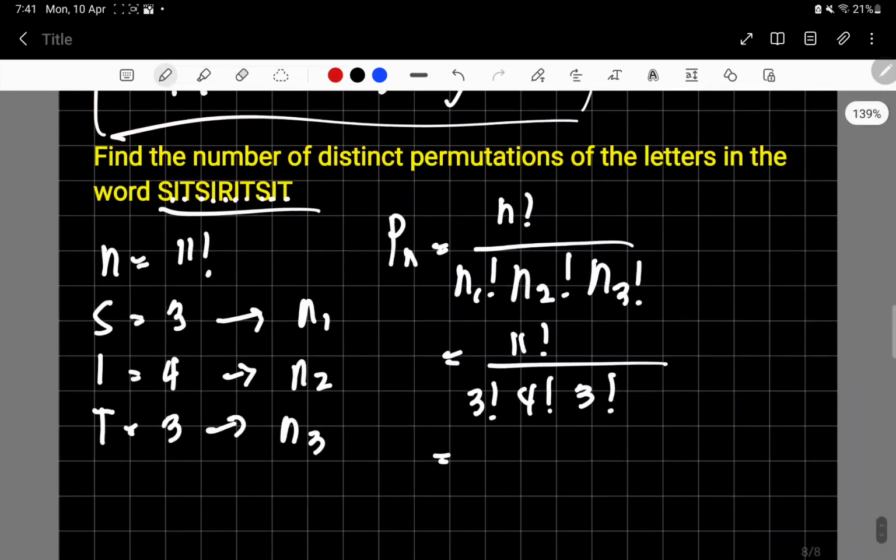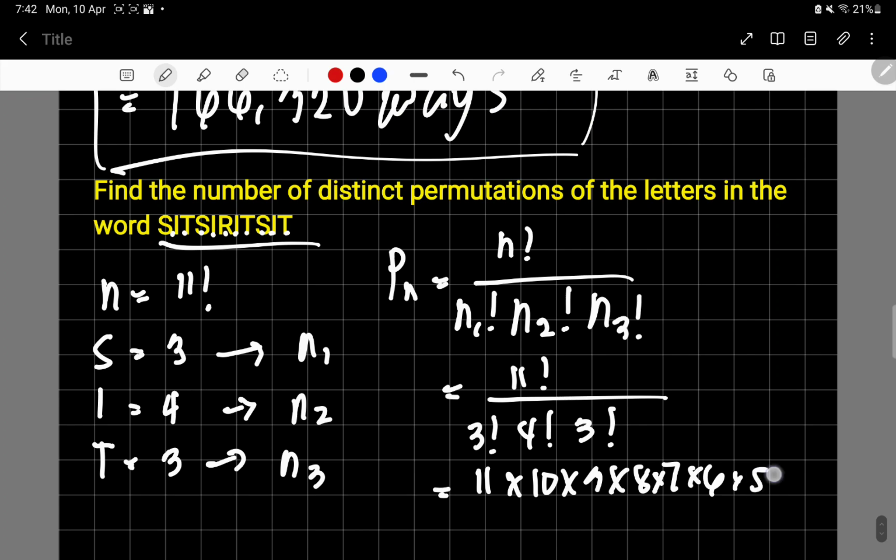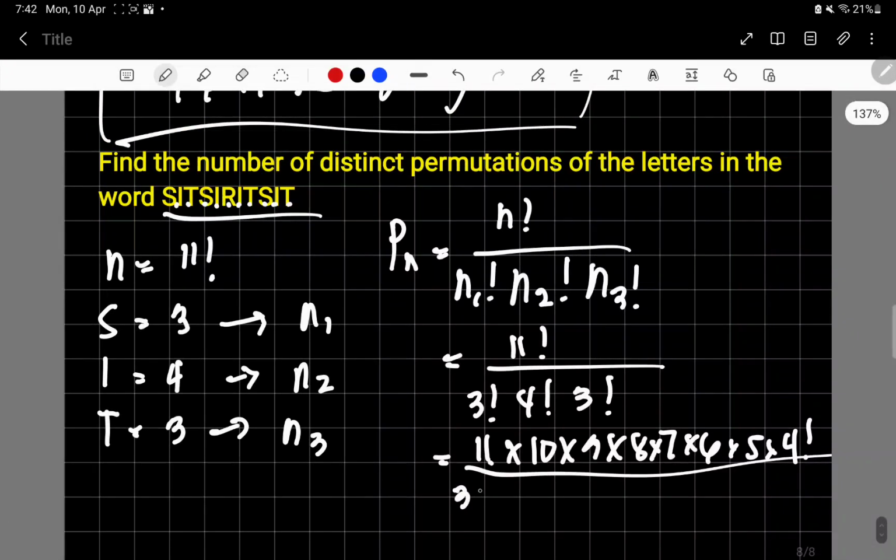Then just expand this one. 11 times 10 times 9, 8, 7, 6 times 5 times 4 factorial. Okay, so then nag-stop tayo sa 4 kasi meron tayong 4 factorial sa denominator. So denominator will be 3 times 2 times 1 times 4 factorial times 3 times 2 times 1. Then cancel the similar on both numerator and denominator. So si 4 factorial makakancel.